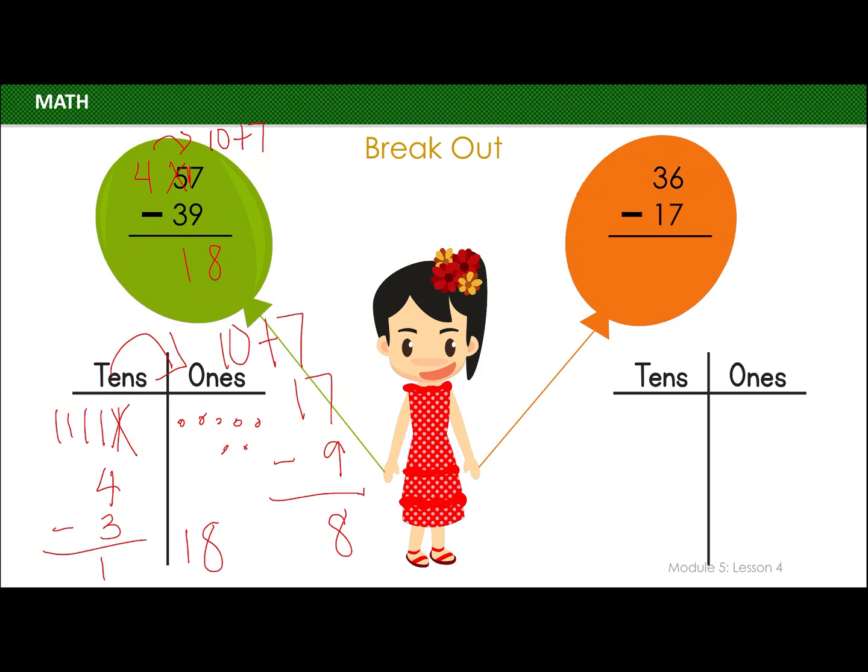My next problem is 36 minus 17. So instead of using my 10s and 1s mat, let's just do it in the balloon how it is. So I'm going to regroup because I cannot do 6 minus 7. So I'm going to regroup by taking 1 from my 3. That becomes a 2. That 10 that I took away, I'm adding to my 6, so that becomes 16. So I'm doing 16 minus 7. 16 minus 7 I know is 9. So that is a 9. And then 2 minus 1 is 1. So my answer is 19.